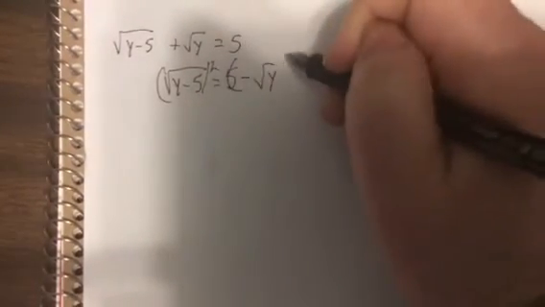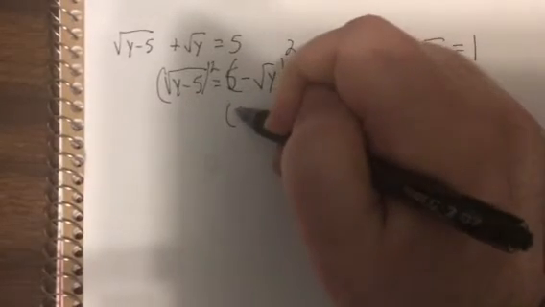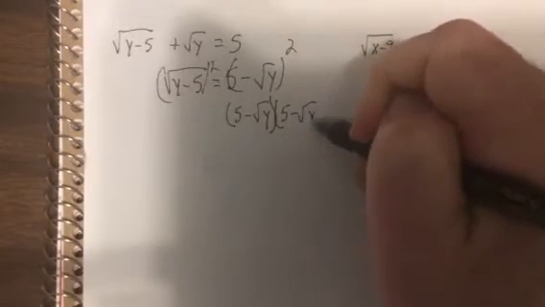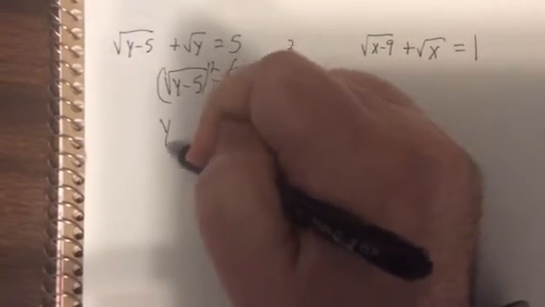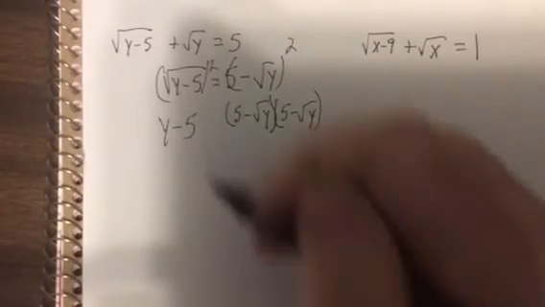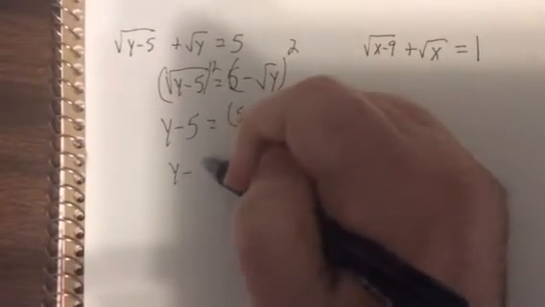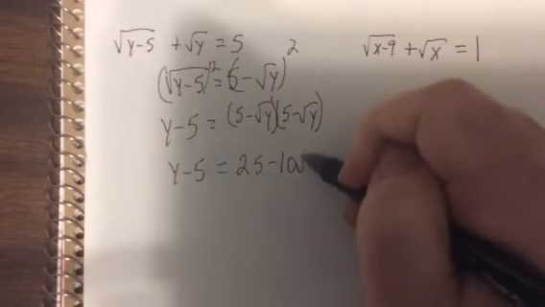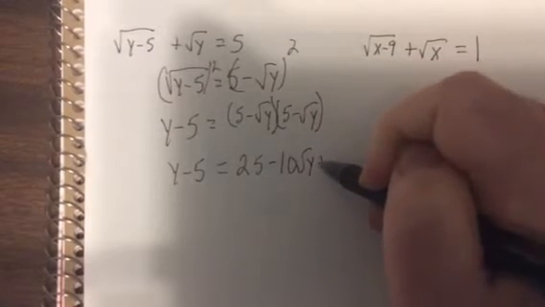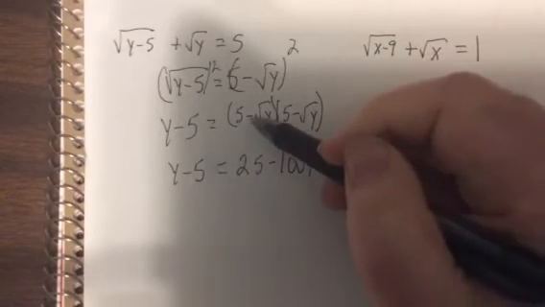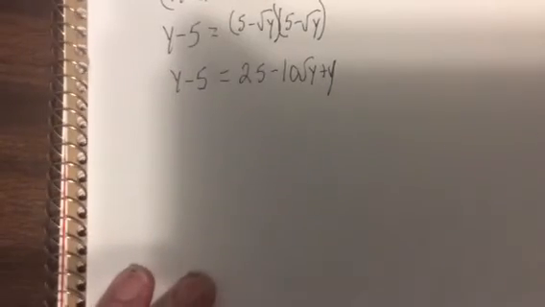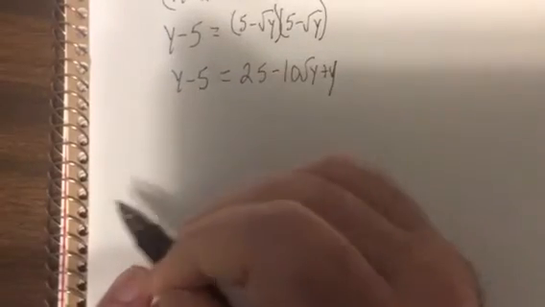So when I square both sides, I still have to FOIL this out. This would be 5 minus square root of y, 5 minus square root of y. But it's much easier than if I have to FOIL with this. This would just be y minus 5. So y minus 5 equals 25 minus 10 square root of y plus y. Because negative and negative is positive. Square root of y, square root of y is square root of y squared, which is y. So subtract y. Ooh, the y drops out.